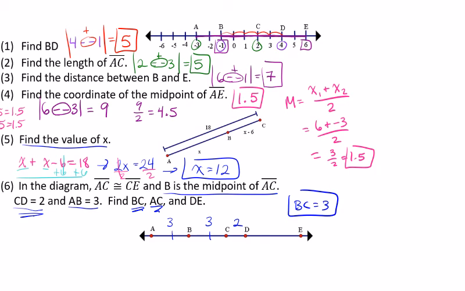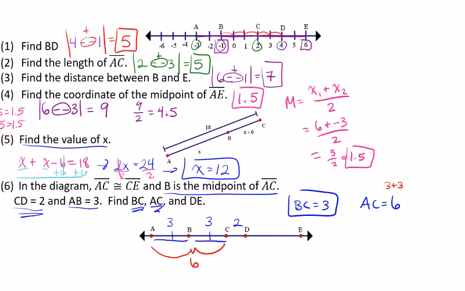AC, well, we know the segment addition postulate, right? AB plus BC must equal AC. So AC is going to be 3 plus 3, which is 6, right? So this distance here is 6.